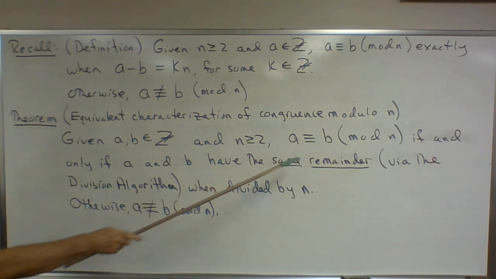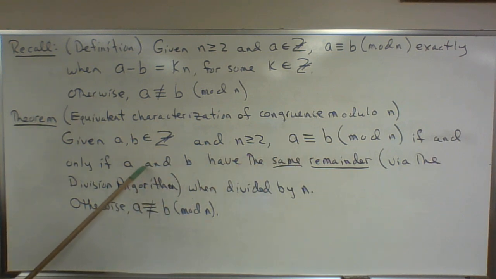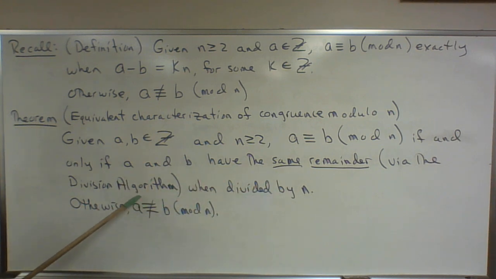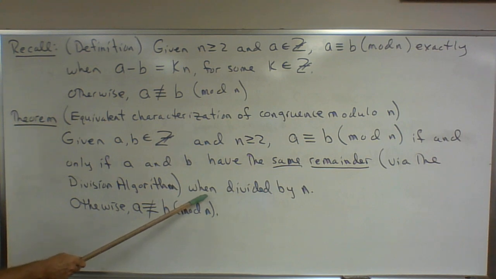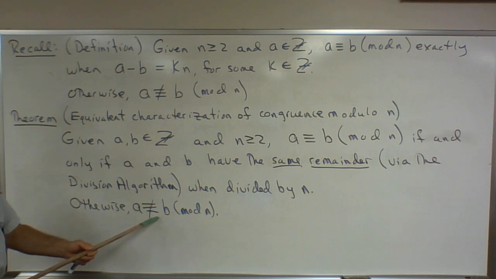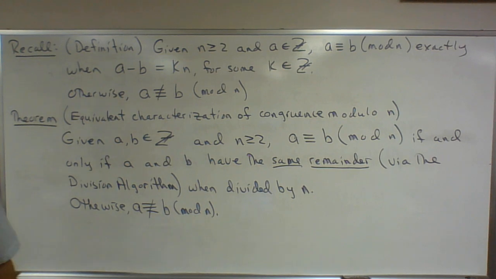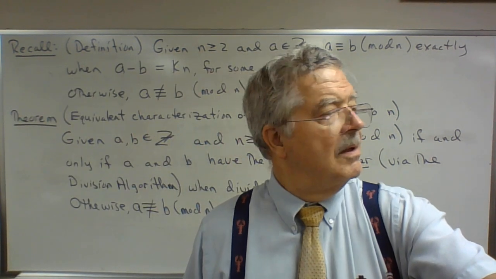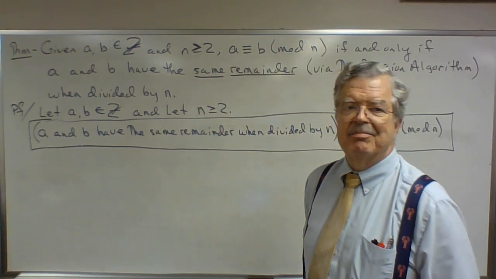So a and b are congruent modulo n exactly when a and b have the same remainder when we apply the division algorithm and we're dividing by n. If we divide a and b by n and they have different remainders, then a is not congruent to b modulo n. And this is actually a pretty easy thing to prove, so we're going to do it. It's proof time.